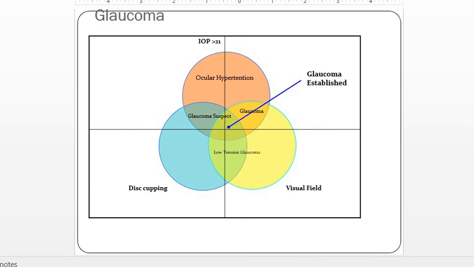So, this is a pictorial diagram. We can see that to establish glaucoma, there must be ocular hypertension, then, after ophthalmoscopy, optic disc damage and visual field damage. If these things are established, then glaucoma gets established. So it gives us the pictorial representation of the criteria for glaucoma.